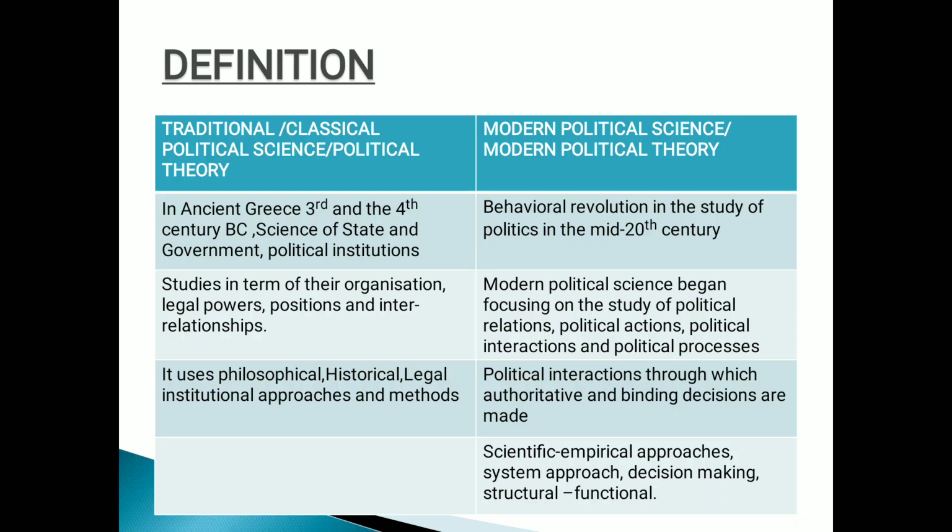Here in chapter 1, so what is political science? We are going to do that now. In this chapter we have been given the traditional and classical political science or political theory definition, as well as the modern political science or modern political theory definition, right? These definitions are related to one topic itself, that is political science, but we are going to study first about how traditionally this political science came into existence and what were its effects, right? And next we are going to study in depth the modern political theory or modern political science.